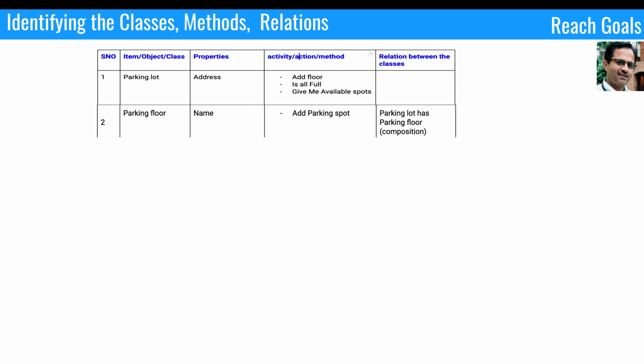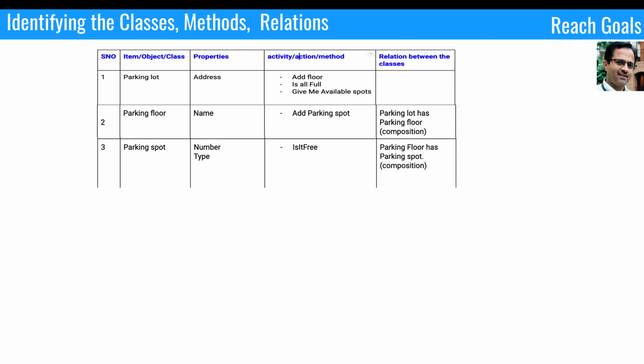Then you have another class called parking floor, which has a name, and you have an action called add parking spot, and you also have a relation which is parking lot has parking floor, which is a composition. Then you have a parking spot, which has a property as a number. You have an activity or a method which is "is it free?" Then you have a relation which can be established, that is parking floor has a parking spot or not, right?